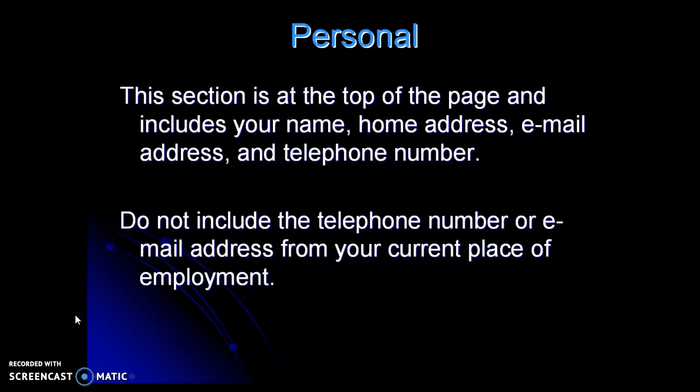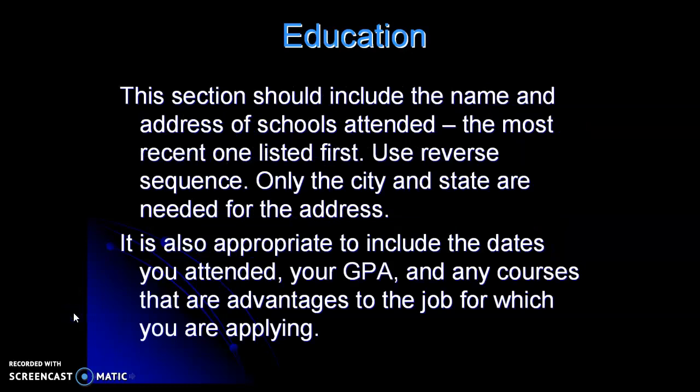Personal. This section is at the top of the page and includes your name, your home address, email address, and your telephone number. Do not include the telephone number or email address from your current place of employment. Education. This section should include the names and addresses of schools attended, the most recent one listed first. Use reverse sequence. Only the city and state are needed for the address. It is also appropriate to include the dates you attended, your GPA, and any courses that are advantageous to the job for which you are applying.